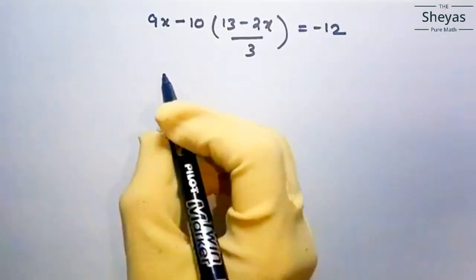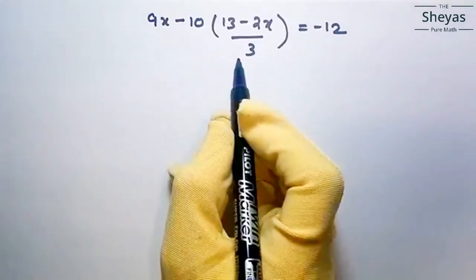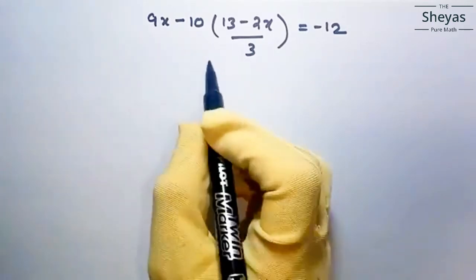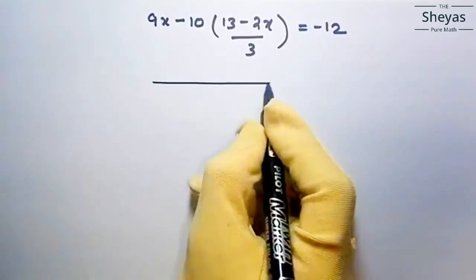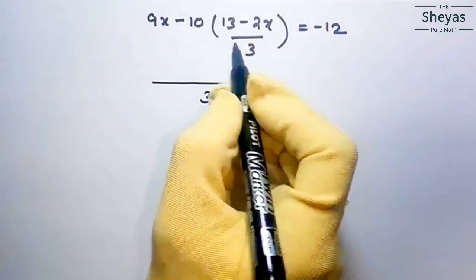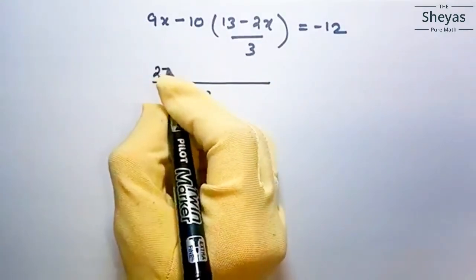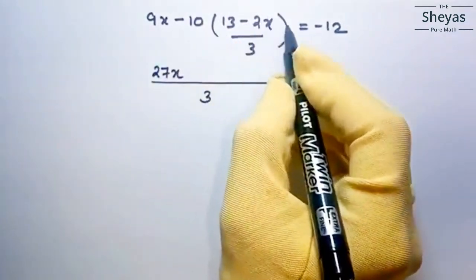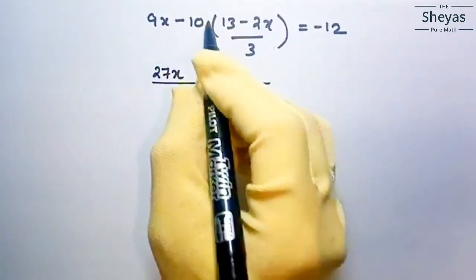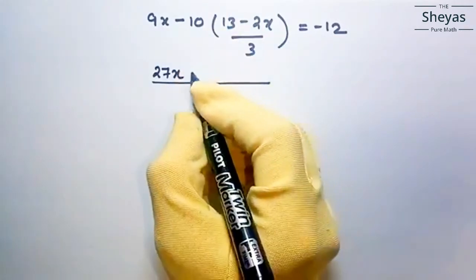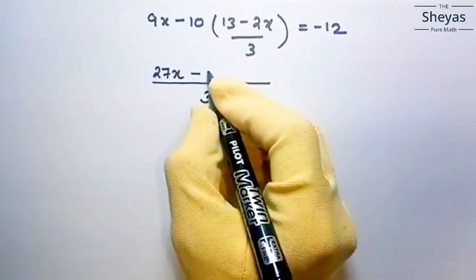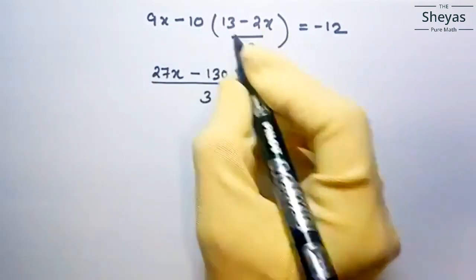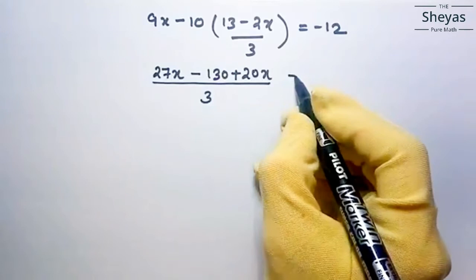Now what is the next step? Here I am just taking the LCM and making it a common denominator. So if I make a common denominator, we will get 3, and 3 9s are 27x. You can cross multiply this. This 10 into (13 minus 2x) is a single term. So if you multiply this 10 with the other values, minus 10 into 13 is minus 130, minus into minus is plus, 2 into 10 is 20x, is equal to minus 12.